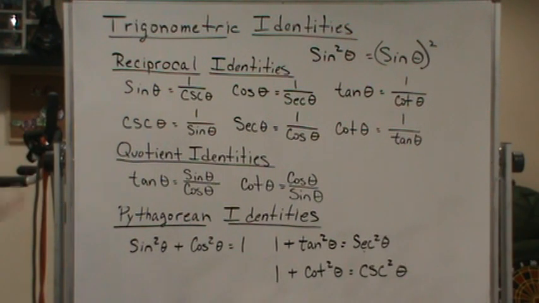So all of these identities you're going to want to memorize. It'll make things easier when we get to more complicated trigonometric equations. And now we'll go ahead and move forward and we'll do some examples.